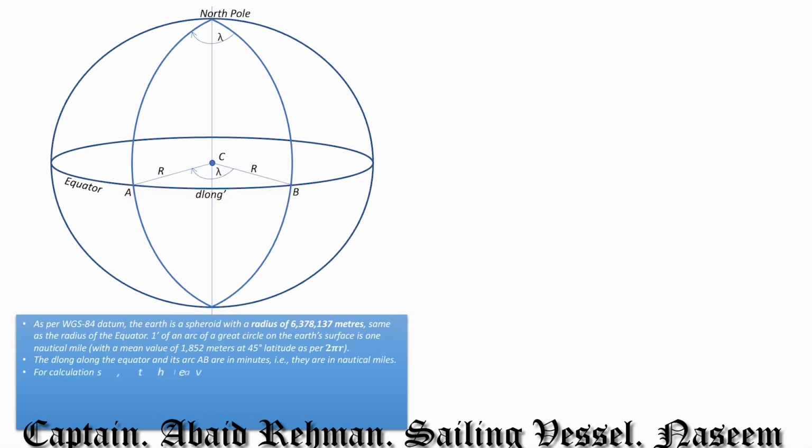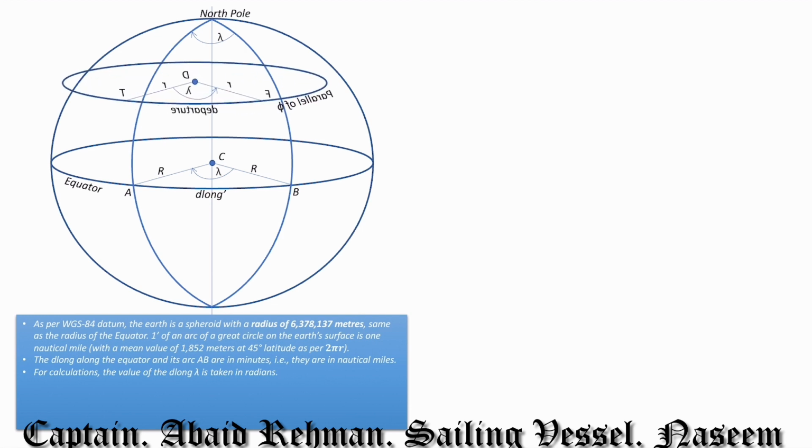And the angle at the center of the Earth between the two meridians, which is lambda, is taken in radians. This angle is the same angle at the pole between the intersection of the two meridians, all the way along the north to south axis of the Earth between the planes of the two meridians.